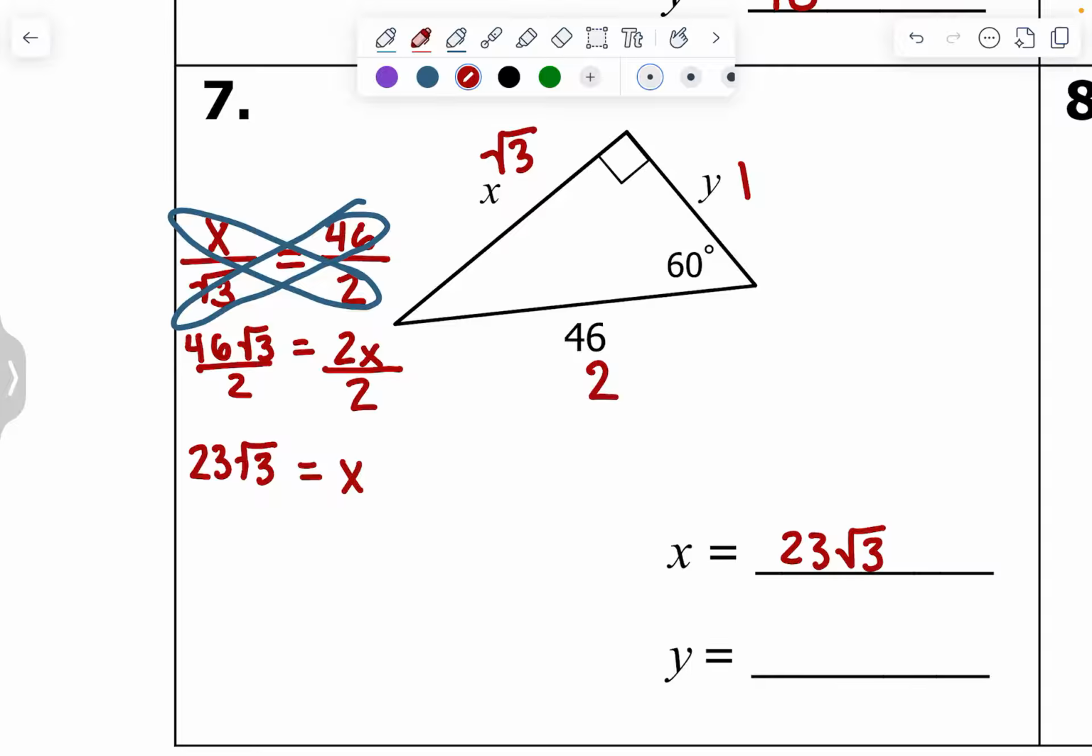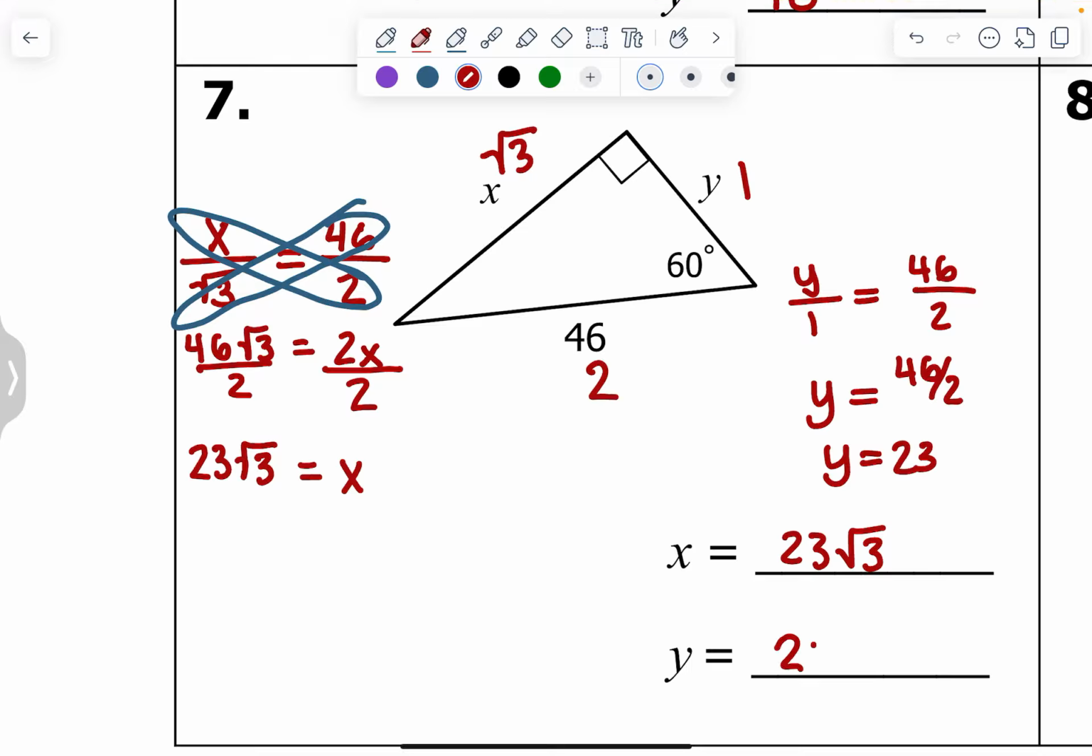All right, now it's time to find y. We got y over 1 equals 46 over 2. Hopefully you see that y is already divided by 1, meaning it's already by itself. And so y divided by 1 is y. Therefore, y equals 46 over 2, which we don't need to leave as a fraction because 46 divides by 2 perfectly, and 46 divided by 2 is 23. And so y is 23.